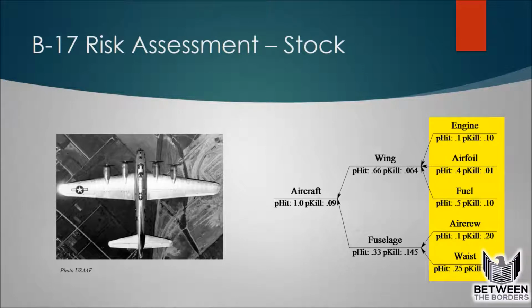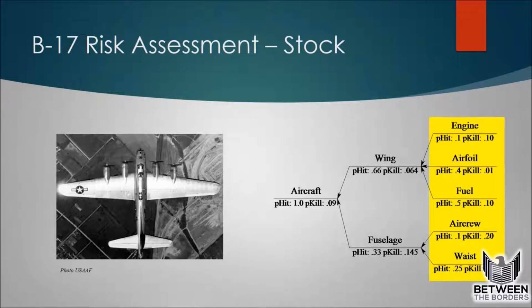Any sort of massive damage in the area will kill the aircraft. If you take a look at the percentage to hit for the fuselage, I only have 35% of hits to the fuselage even having a chance to kill anything. The P hit for all of these, if you'll notice, the engine, the airfoil, and the fuel add up to 1. That is the percentage to hit in the wing, not the percentage to hit the entire vehicle.